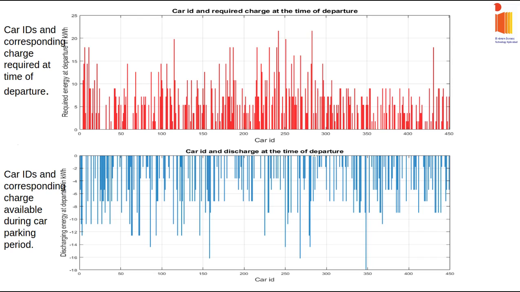Next we have plots like this, wherein I have mentioned the car ID and required charge at the time of departure. What happens is every car comes to the parking station, and in this data we have 450 cars, 0 to 450. The car may have excess energy and want to discharge its power, or the car may have less energy, and therefore on the spot it wants to purchase from the market. So here is where the bargaining and market clearing will happen. And for any car, whether it is a charging car or a discharging car, the schedule has been made accordingly.